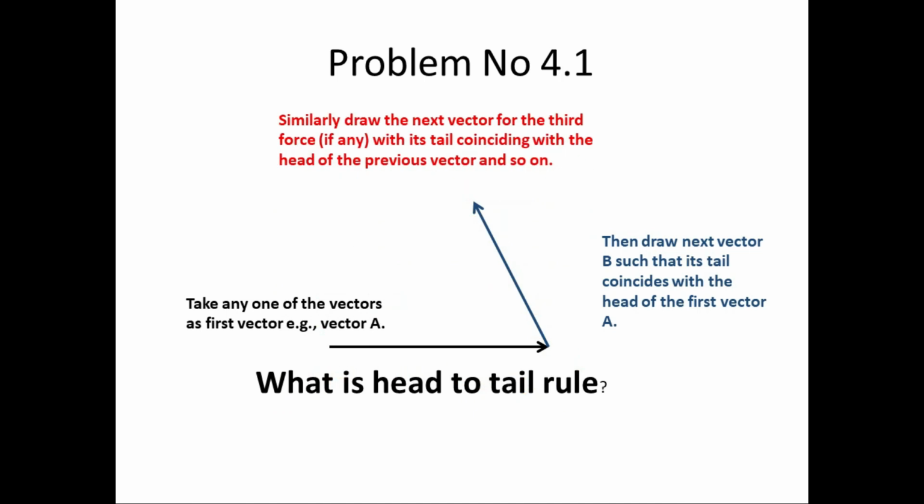Similarly, draw the next vector for the third force, if any, with its tail coinciding with the head of the previous vector, and so on. So here the third vector, which is our last vector here, its tail is coinciding with the head of the blue vector. In this way, you can combine the head of a vector with the tail of the next vector. You can add any number of vectors by using head-to-tail rule.